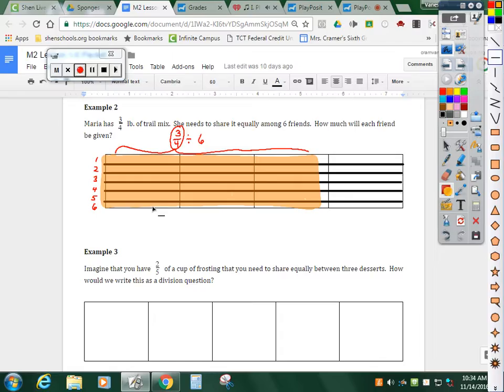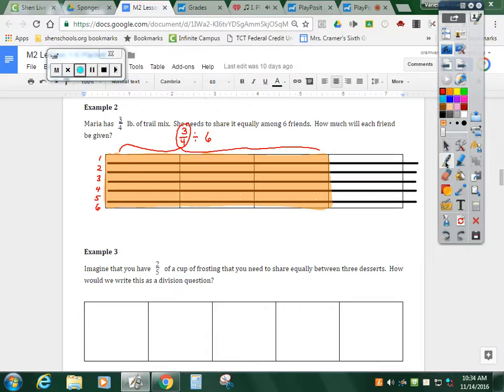When you are dividing 3/4 into 6 equal sections, they really want to know how much is in each of the sections. How many boxes are in each one of these? If you look, each section has 1, 2, 3 boxes in it, and you can check. There's 1, 2, 3 here, 1, 2, 3 boxes here, 1, 2, 3, 1, 2, 3, 1, 2, 3. Every section has 3 boxes in it, okay?